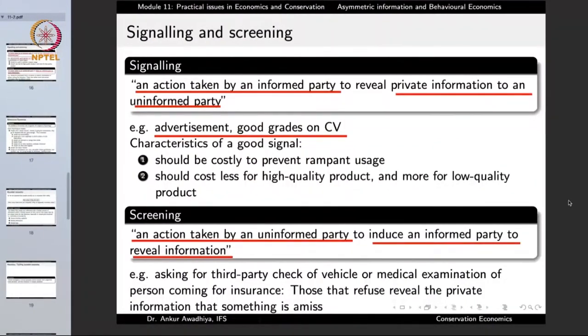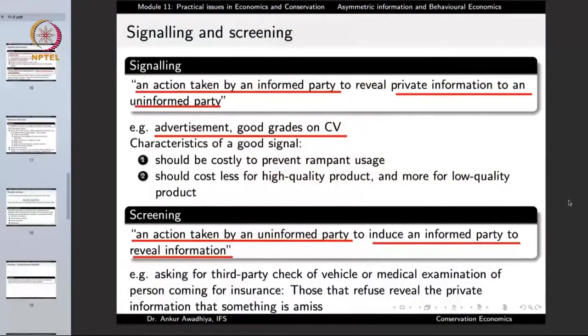In the case of screening, it is an action taken by an uninformed party to induce an informed party to reveal the information. So in this case, the uninformed party is doing something, and that something is to induce the informed party to give out information about itself, such as asking for a third party check of a vehicle.